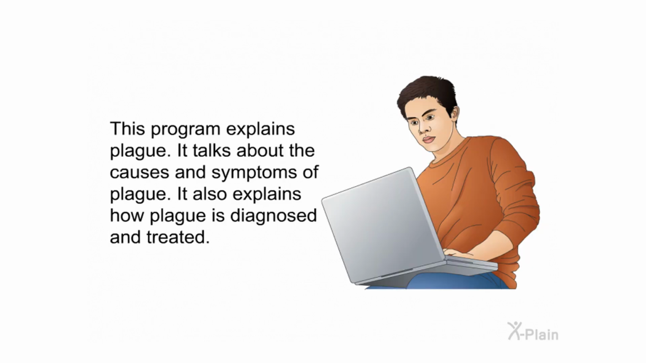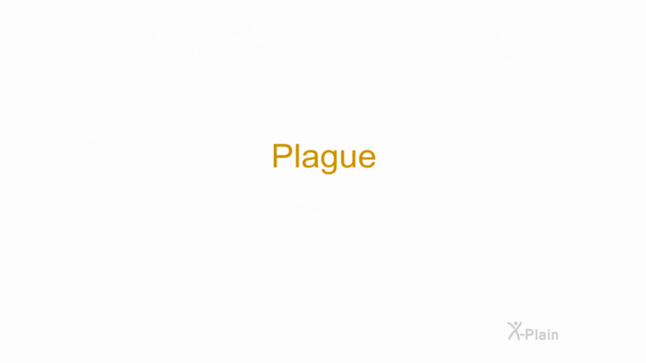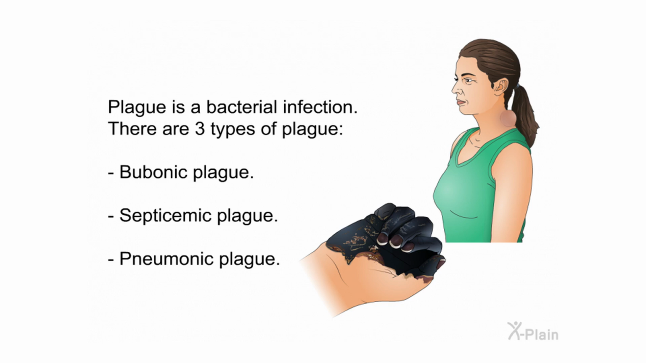This program explains plague. It talks about the causes and symptoms of plague. It also explains how plague is diagnosed and treated. Plague. Plague is a bacterial infection. There are 3 types of plague: bubonic plague, septicemic plague, pneumonic plague.